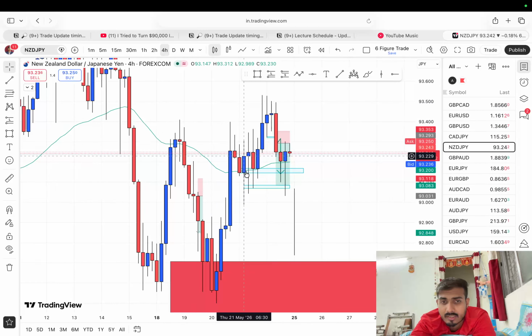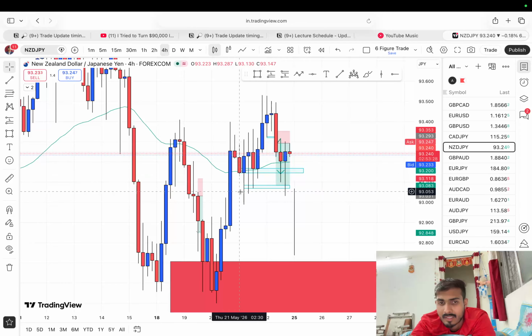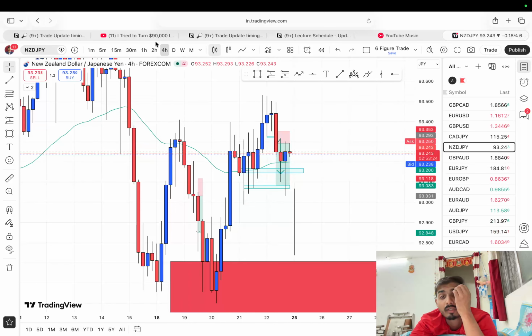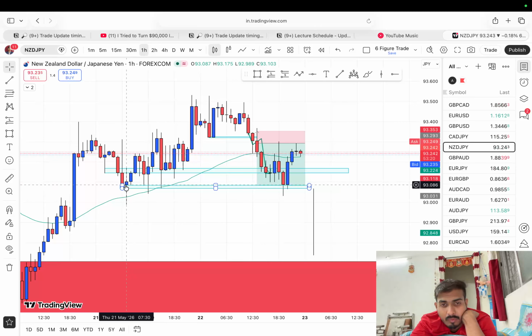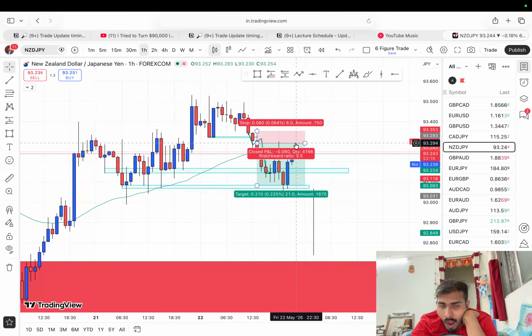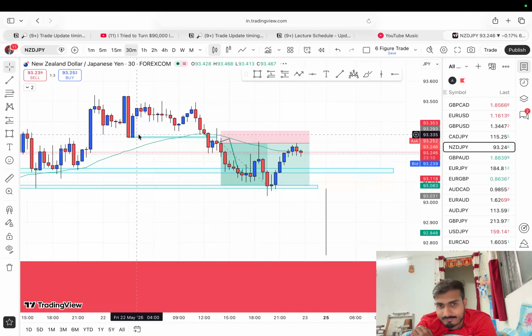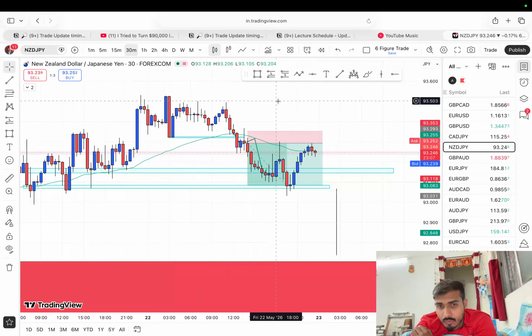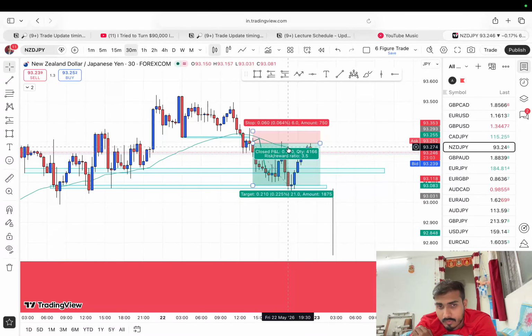If we talk about NZDJPY, the 4 hours time frame was having this take profit, the maximum take profit was this only. But if it goes to a lower time frame, you can see the max take profit was this, and we hit that take profit, and then we reversed. So this was a beautiful trade. I'm not gonna lie, this was a beautiful trade right there.